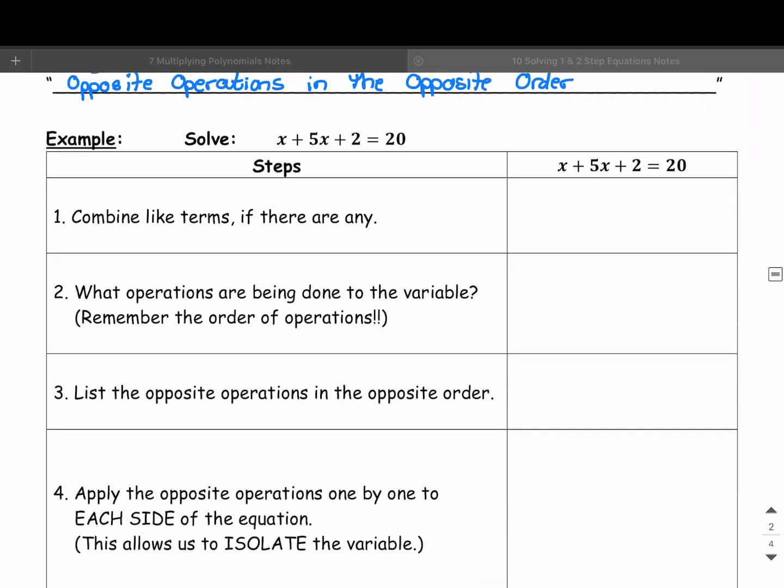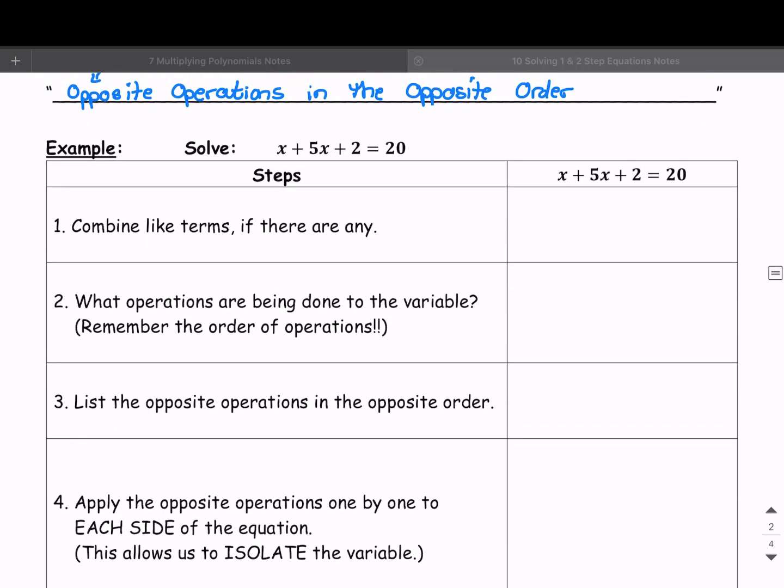So here's an example. We're going to solve x plus 5x plus 2 equals 20. Now the first step is to combine like terms if we have any. And notice in this problem, we have x plus 5x. So what we really have is 6x plus 2 equals 20.